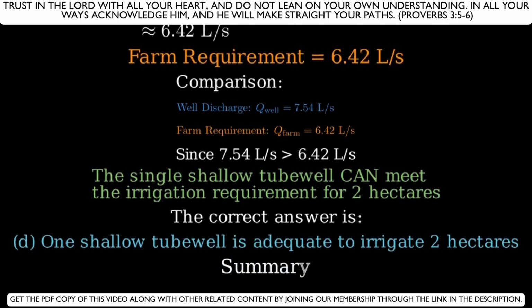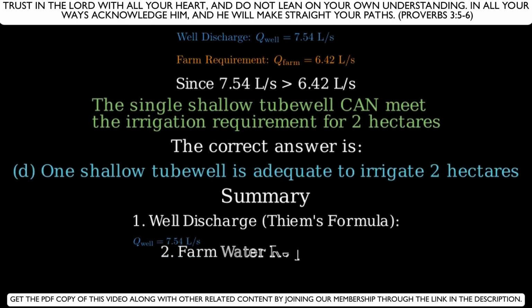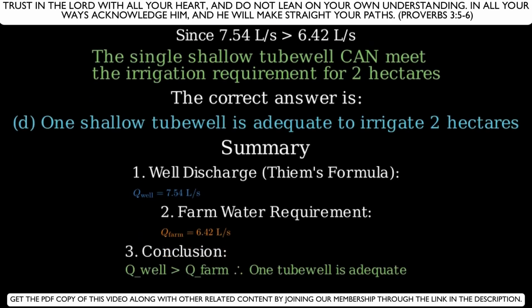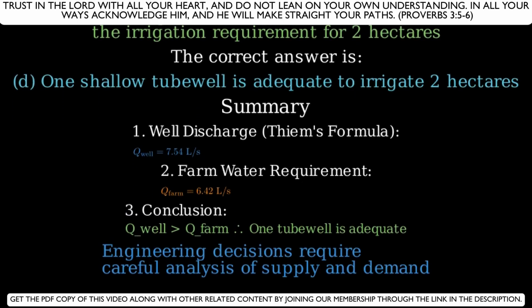Let's summarize what we've learned. First, we used Thiem's formula to calculate the well discharge, which was 7.54 liters per second. Then, we calculated the farm water requirement by adding up all the water needs, accounting for application efficiency, and converting to liters per second, which gave us 6.42 liters per second. Because the well discharge exceeds the farm water requirement, we concluded that one shallow tube well is indeed adequate to irrigate 2 hectares. This problem showed us how to apply hydraulic and irrigation principles to determine if a water source is sufficient for a particular agricultural need.